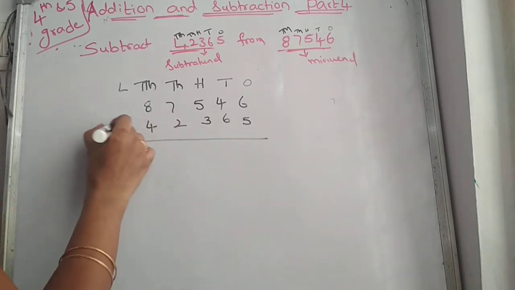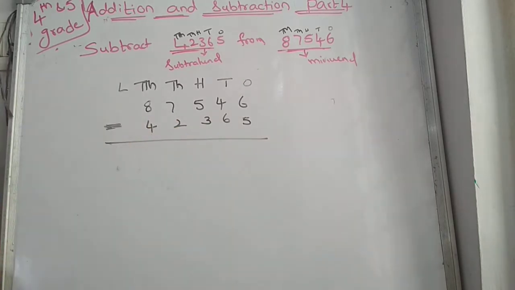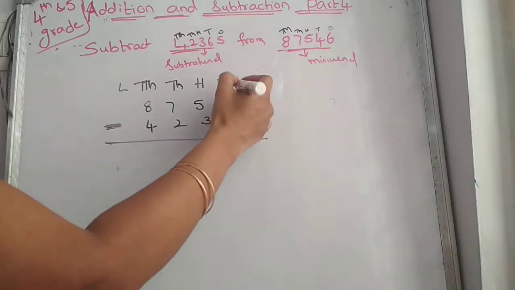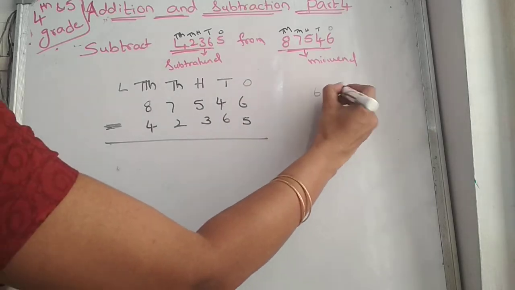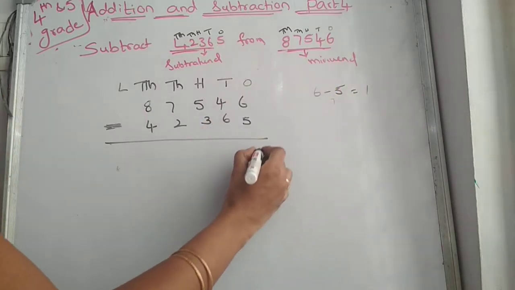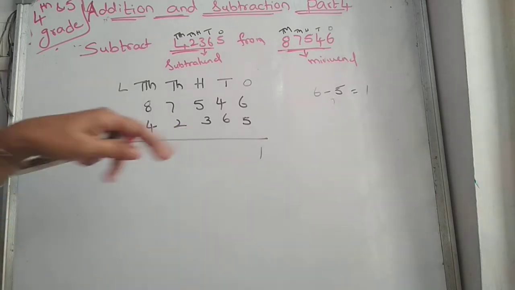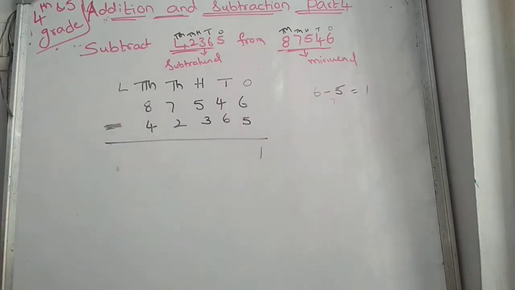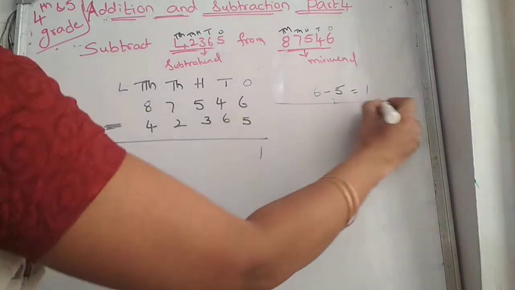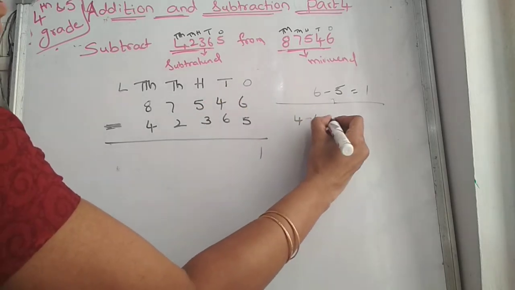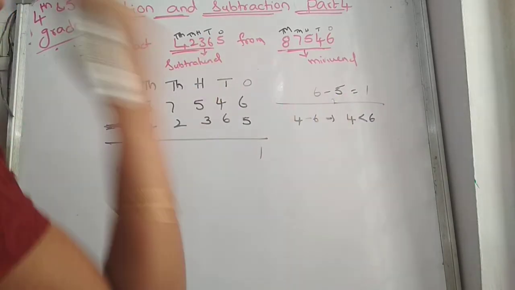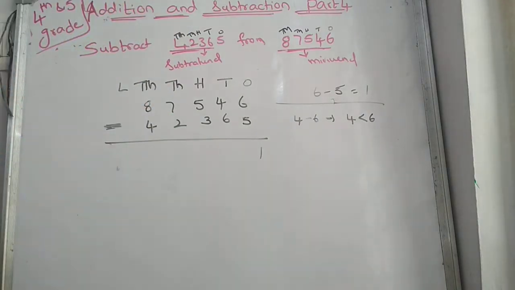See, put the minus sign, subtract. Here in the ones place, 6 minus 5, we will get 1. Then 4 minus 6. Observe here, compared to 4 and 6, 4 is less than 6.